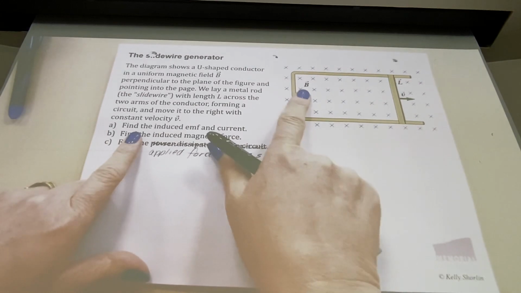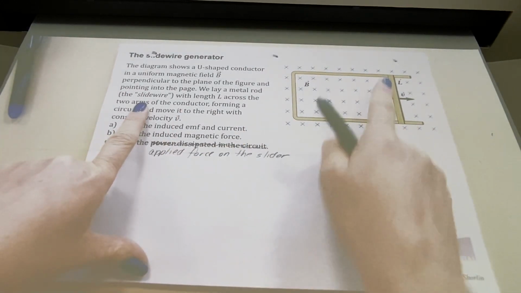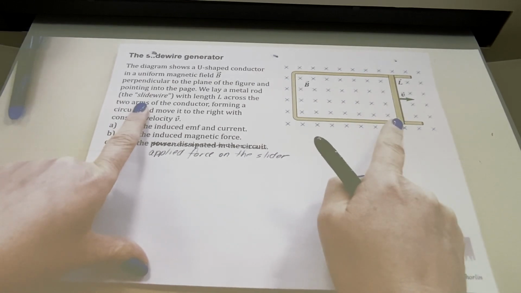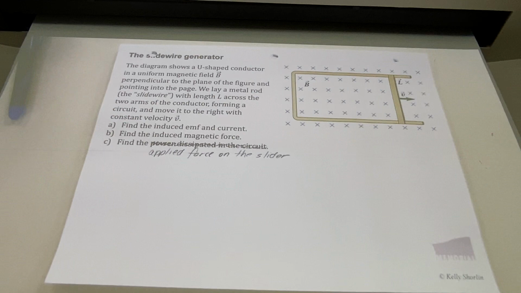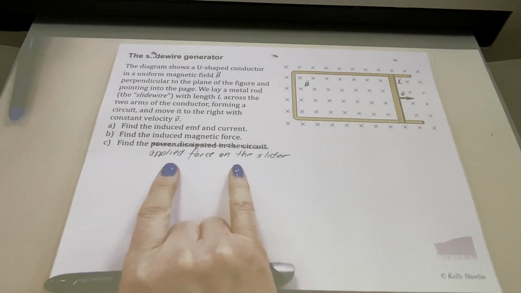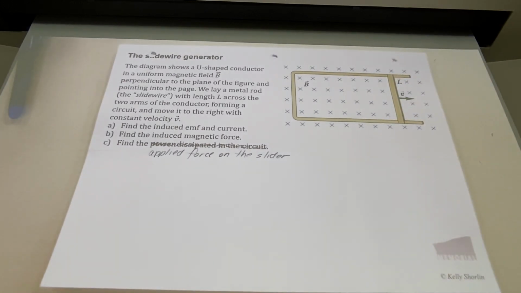Our magnetic field is represented by these X's that point into the page. Our wire here, our slider, has a length L, and we're going to move it to the right with velocity V. We'll find this force in part C. If we're moving it to the right, then we have to pull on it, so we're exerting a force to make it move to the right.